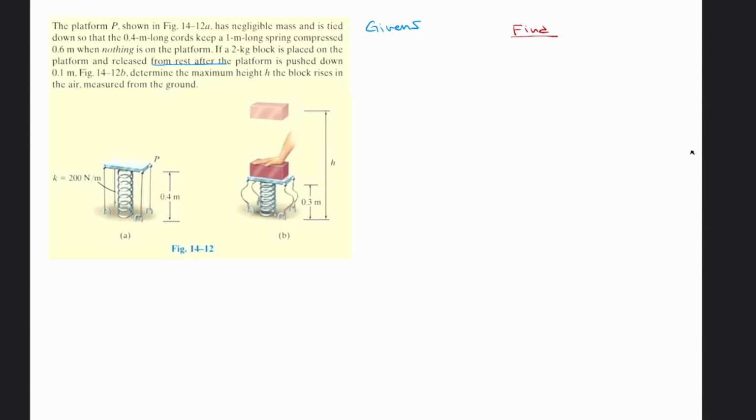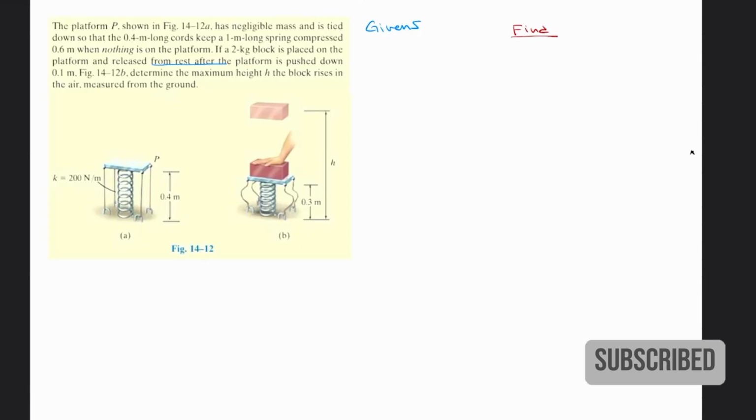If a 2 kilogram block is placed on the platform and released from rest after the platform is pushed down 0.1 meters, determine the maximum height the block rises in the air, measured from the ground. So let's see how these things are measured. Once again, it's a pretty straightforward thing, and we can measure all of this. So let's write down the givens.